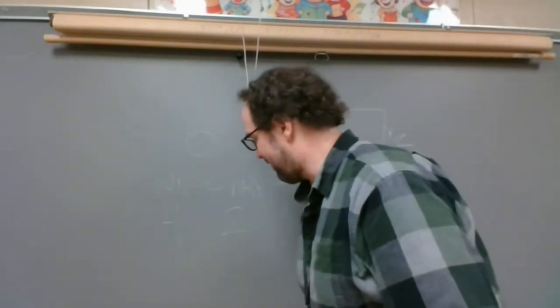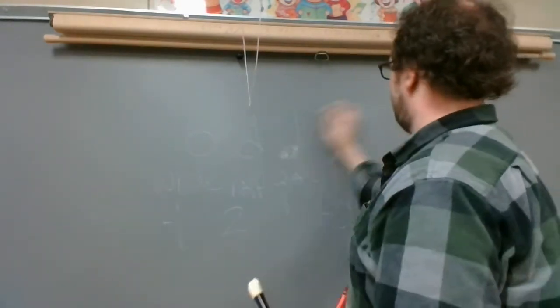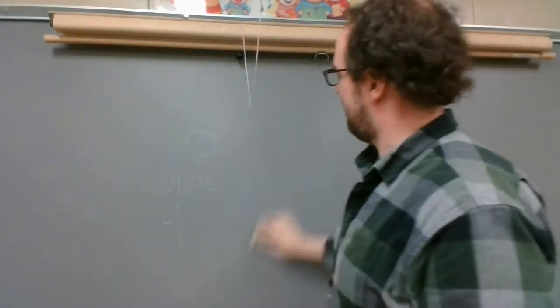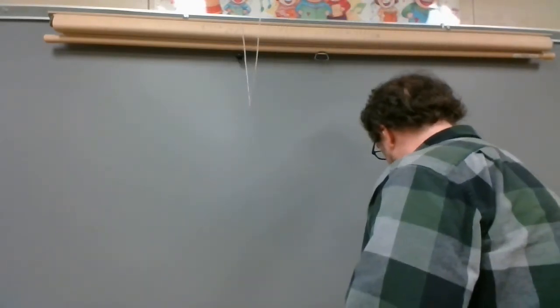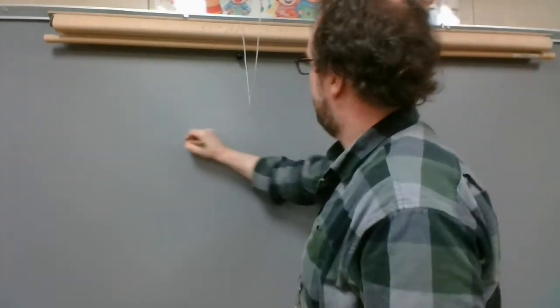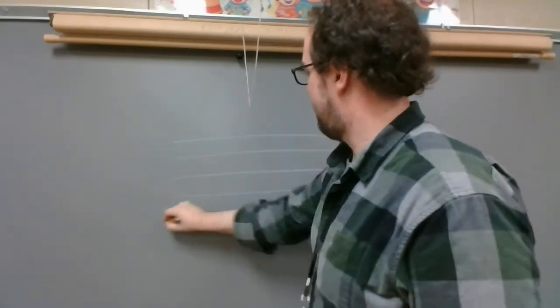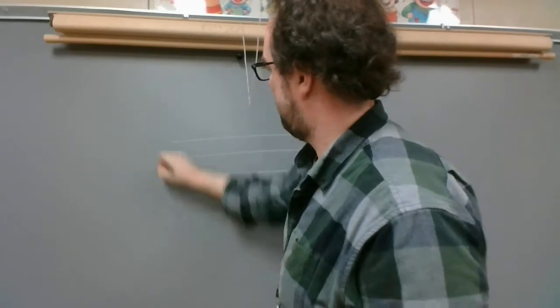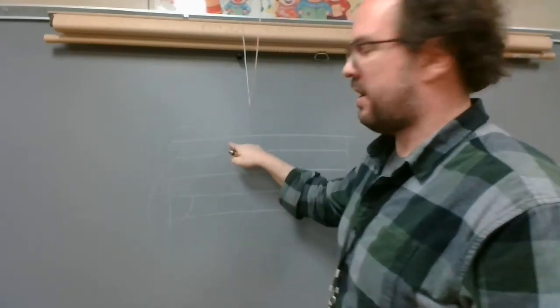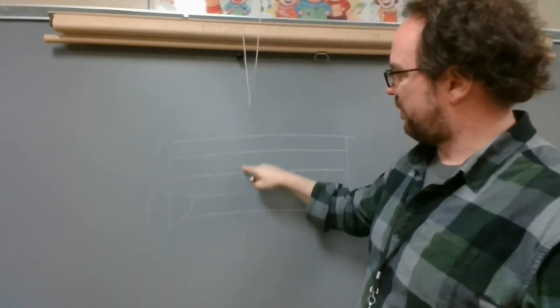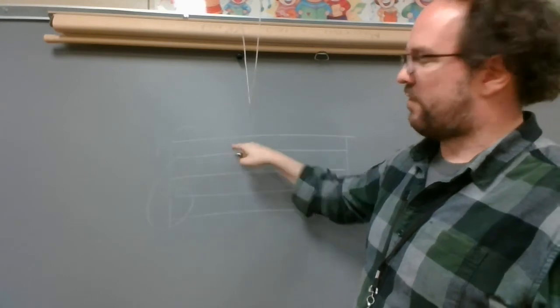Now, let's look at the staff. Erase this. The staff is what musicians write music on. And a staff has 5 lines and 4 spaces. We've talked about this before. It has 1, 2, 3, 4, 5 lines and 1, 2, 3, 4 spaces. Again, 1, 2, 3, 4, 5 lines, 1, 2, 3, 4 spaces.